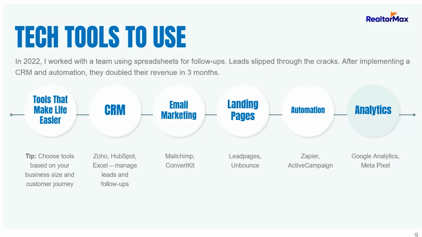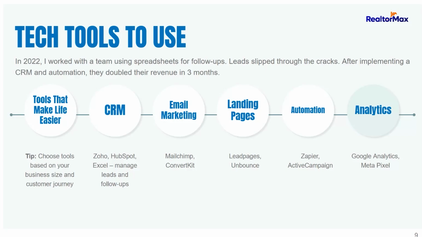Another tool is email marketing. Yes, you can use MailChimp or ConvertKit, because most of these platforms have free email marketing tools, mostly MailChimp. I think MailChimp gives up to 500 free emails every month. So that means you can send up to 500 free emails to your leads every month. So you can use email marketing.